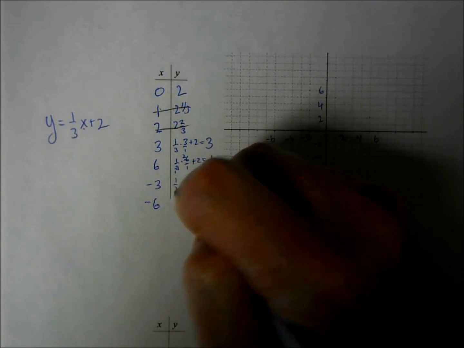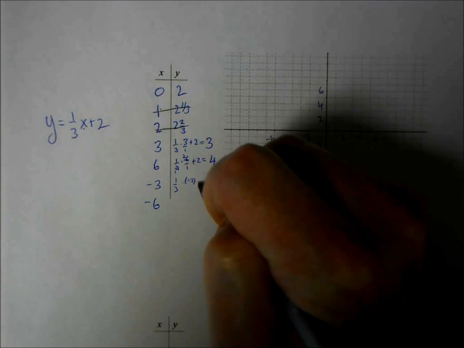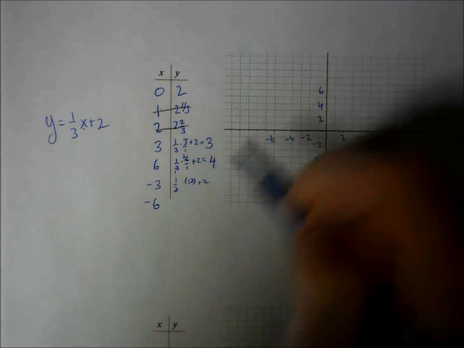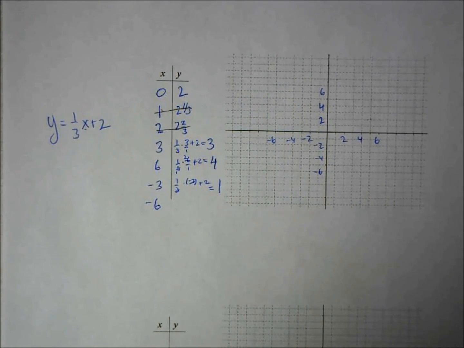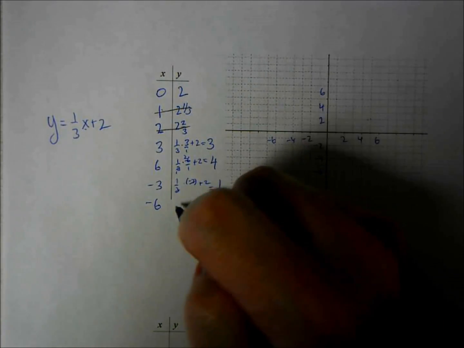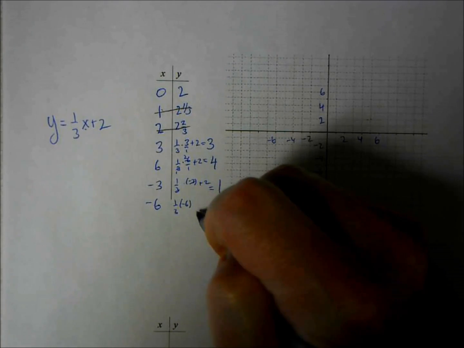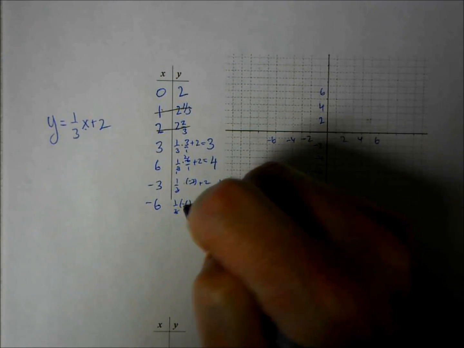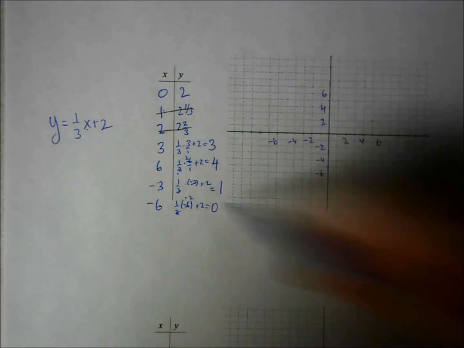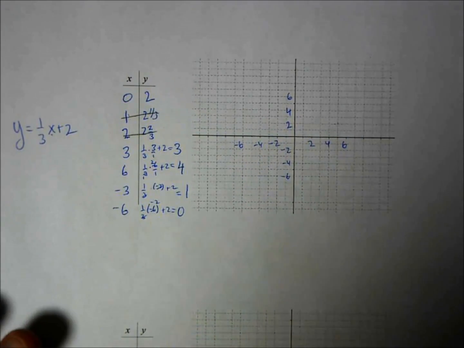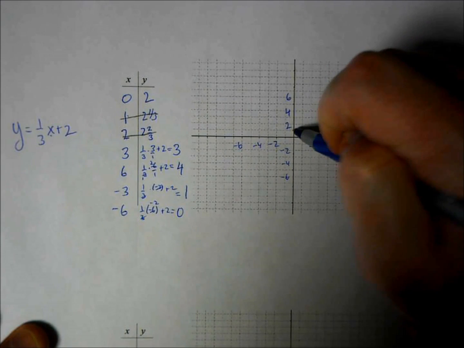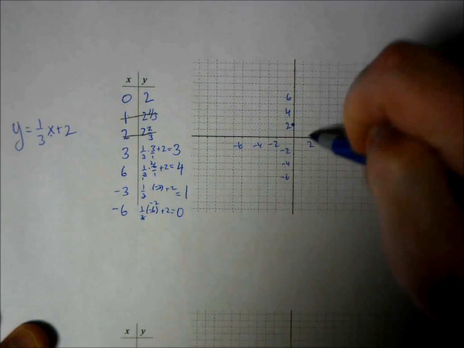All right, 1/3 times negative 3 plus 2. Again, I can reduce. That reduces to negative 1. Negative 1 plus 2 is 1. And finally, when I plug in negative 6, 1/3 times negative 6 plus 2, those reduce to be a negative 2. Negative 2 plus 2 is 0. Okay, so now we have nice numbers. We avoided the fractions. That's being clever. 0, 2 is right there. 1, 2.